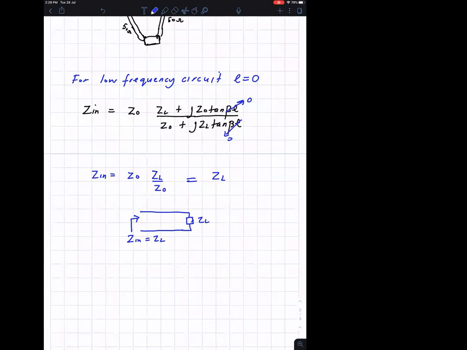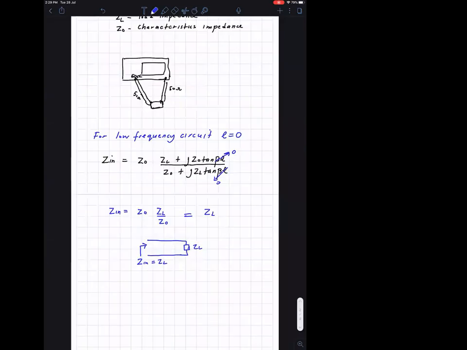We assume the length is short. The signal that you put in, it's going to instantly go to the load. Any questions on this? No, sir. Okay.